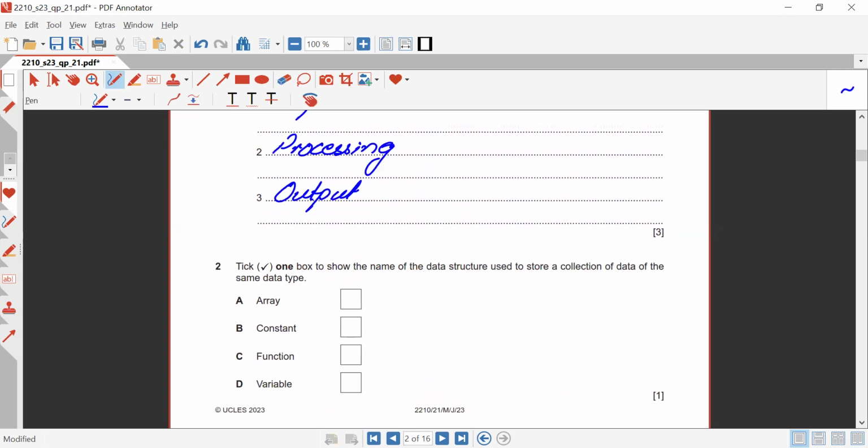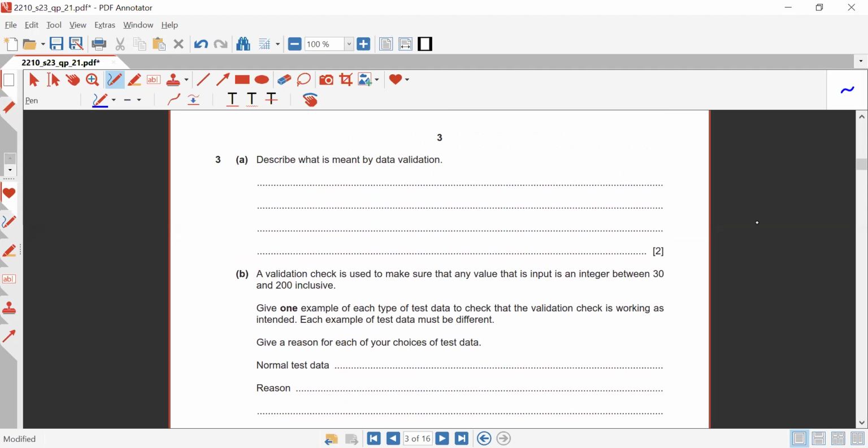Coming to question number two, what does that say? Draw one line to show the name of the data structure used to store a collection of data of the same data type. Okay, now for the similar data type, what do we have? We do have arrays over here that will be containing the similar type of the data.